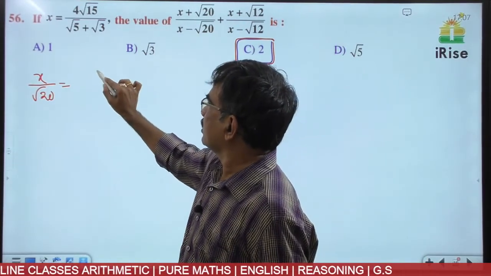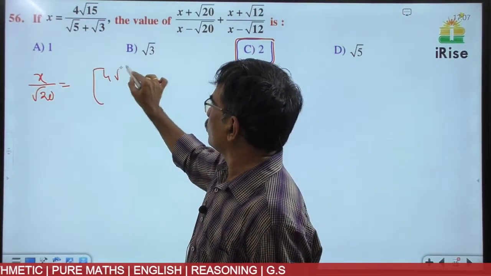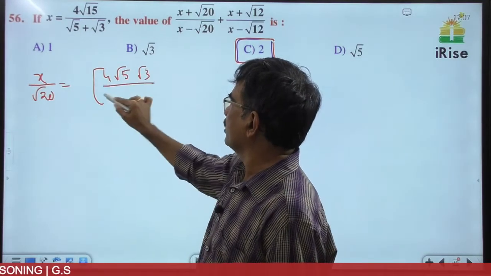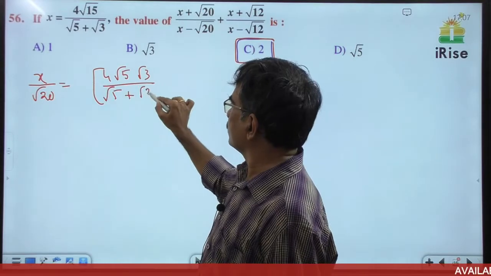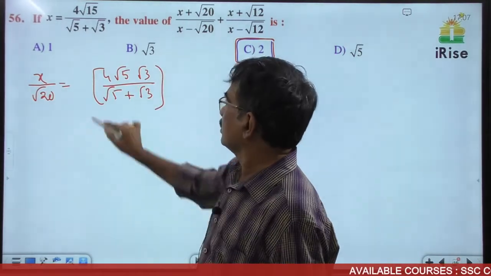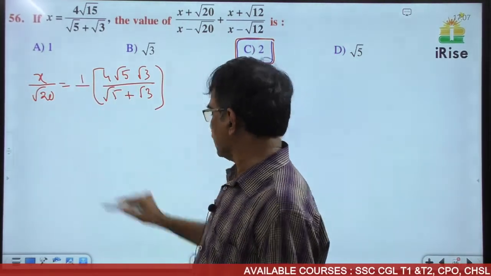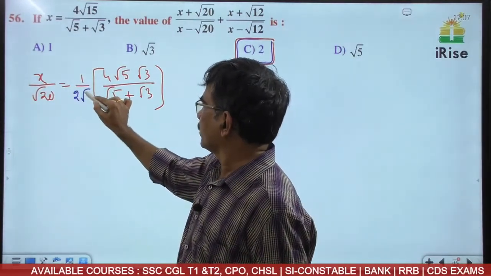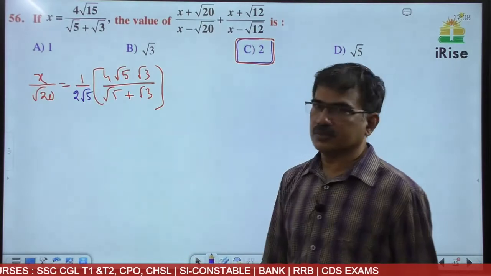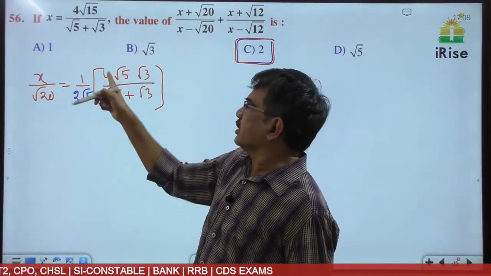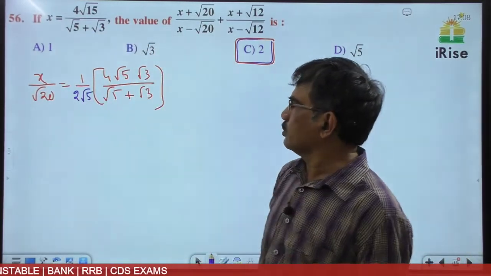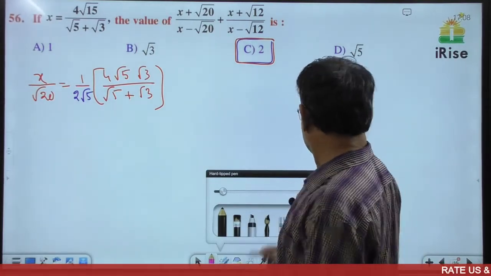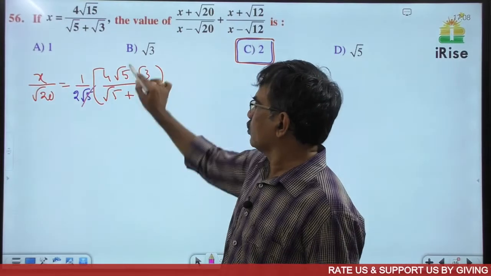The x value is 4 root 15. I want to write this as 5 into root 3 by root 5 plus root 3. This is the value of x. And root 20 can be written as 2 root 5. This 4 root 15 can be written as 4 into root 5 into root 3. Here root 5 and root 5 cancel.